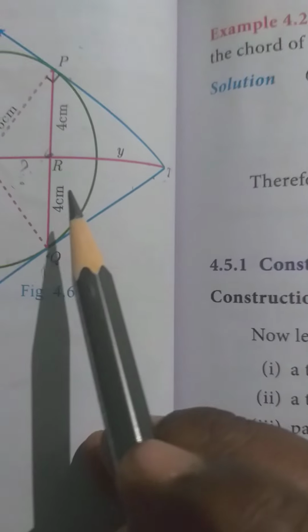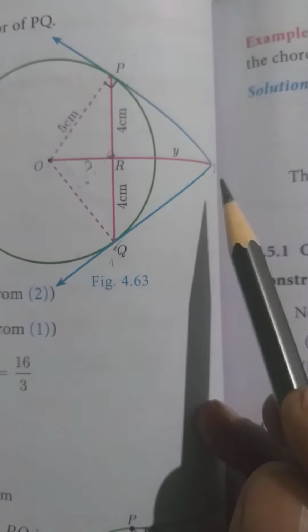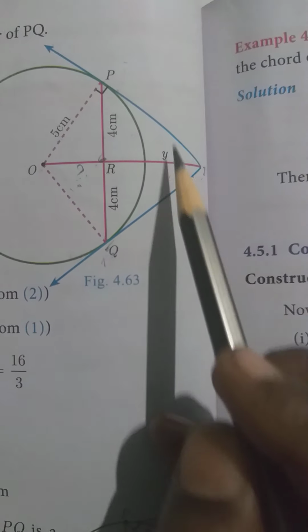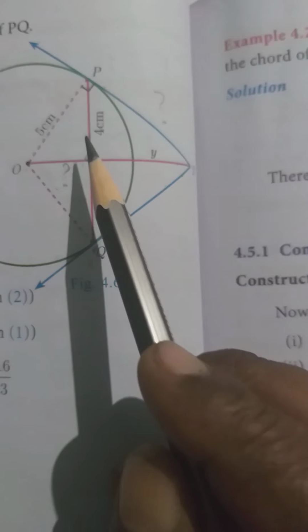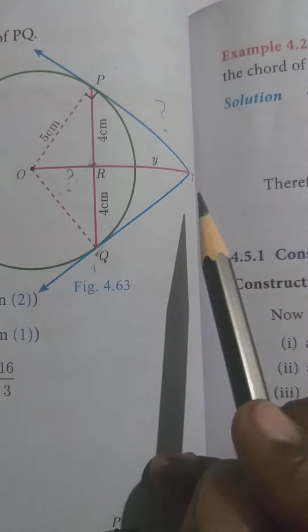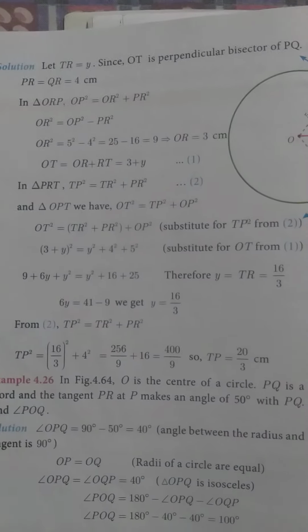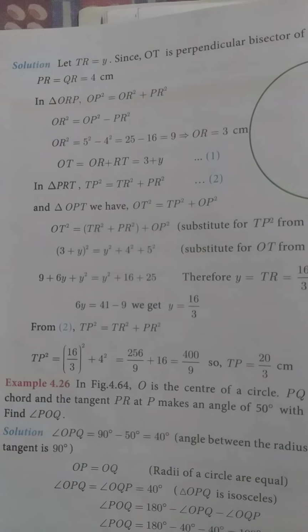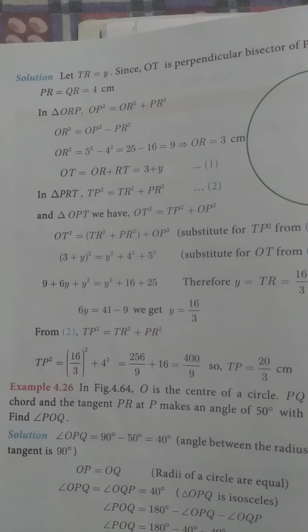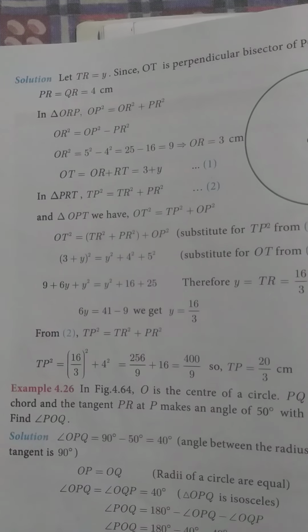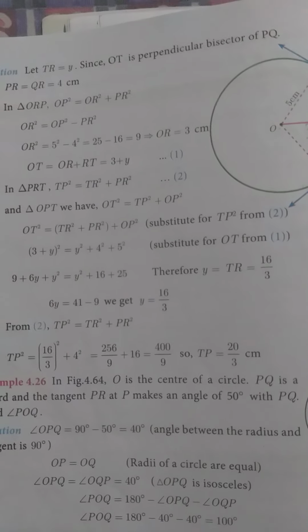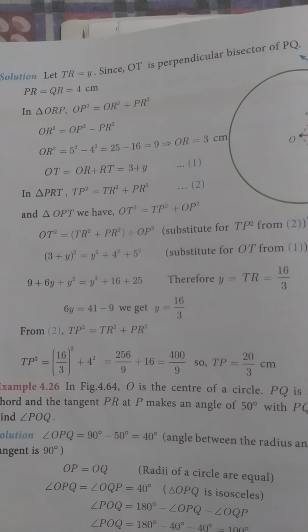Next, take triangle PRT. This length you know, this length you don't know. Therefore, PR squared plus RT squared, that is 4 squared plus y squared. Therefore, you get TP squared equal to TR squared plus PR squared. And in triangle OPT, OT squared is equal to TP squared plus OP squared. Substitute TP squared from equation 2. Then you get like this.